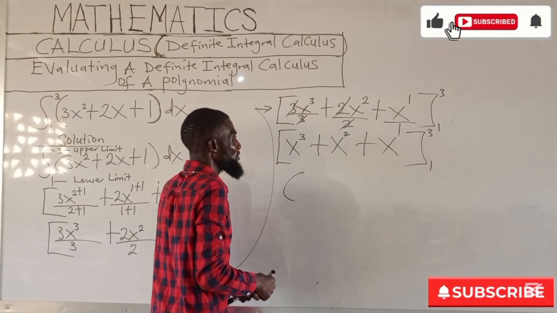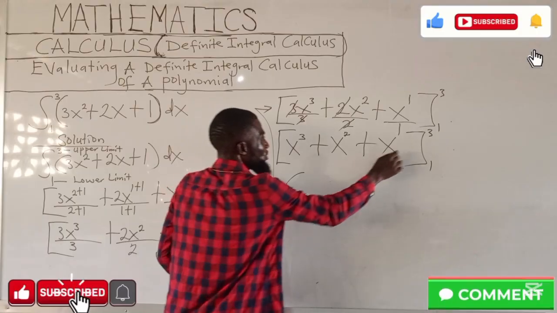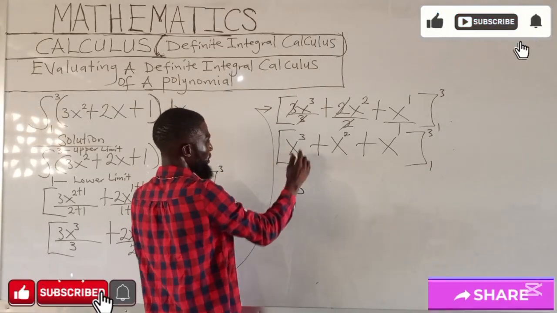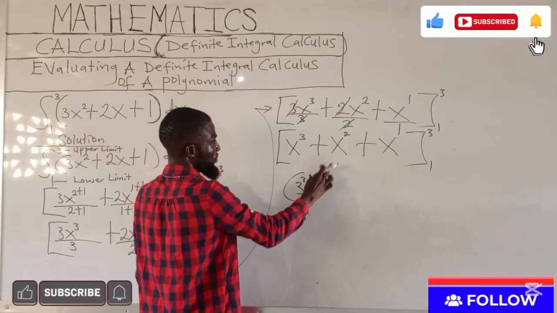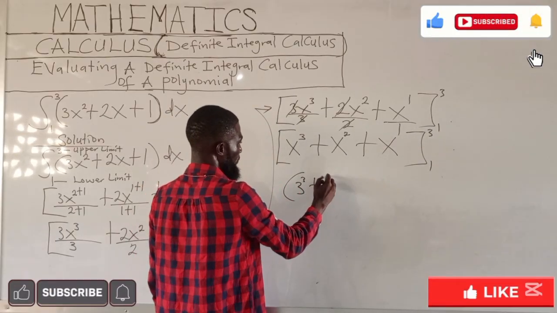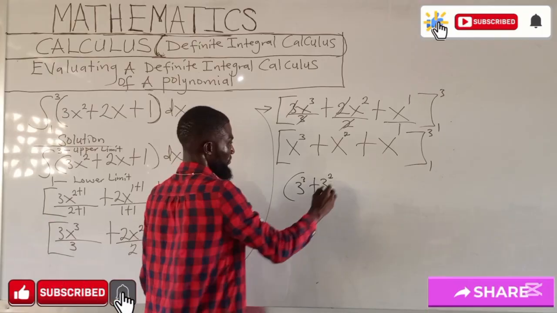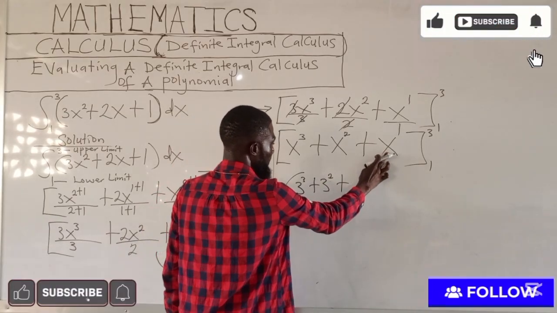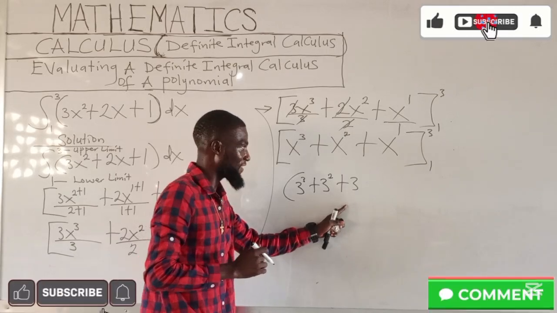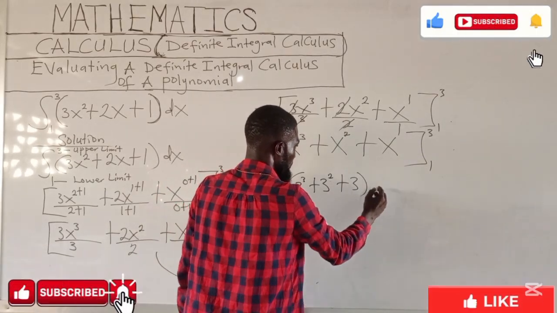So on this note, ladies and gentlemen, when we see x, we start with the upper limit, which is 3, all raised to the power 3 plus. We see x here, what we have? We have the upper limit 3, all raised to the power 2 plus. We also have x and represent 3 raised to the power 1 is just equal to 3. Parenthesis closes. What we have here?